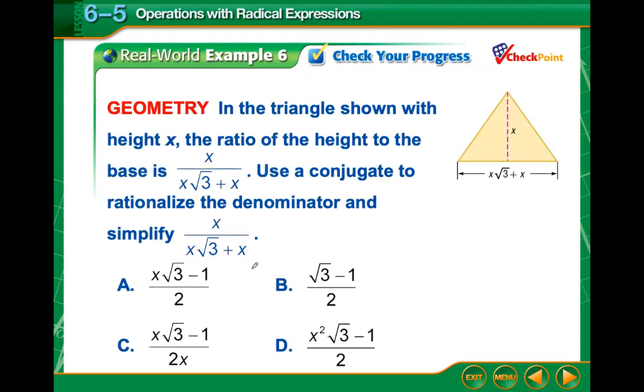All right, pause the video to try this one out. All right, you should get B, square root of 3 minus 1 all over 2.